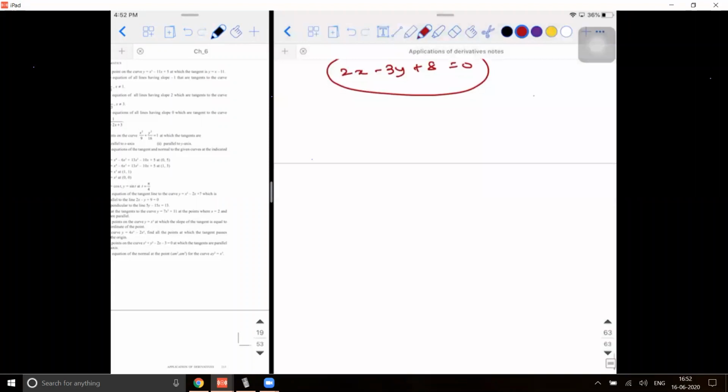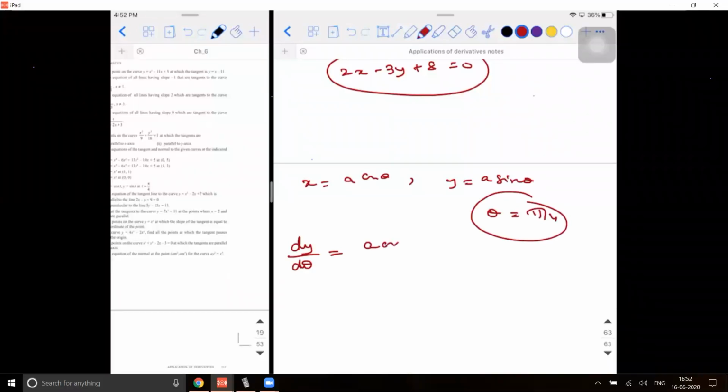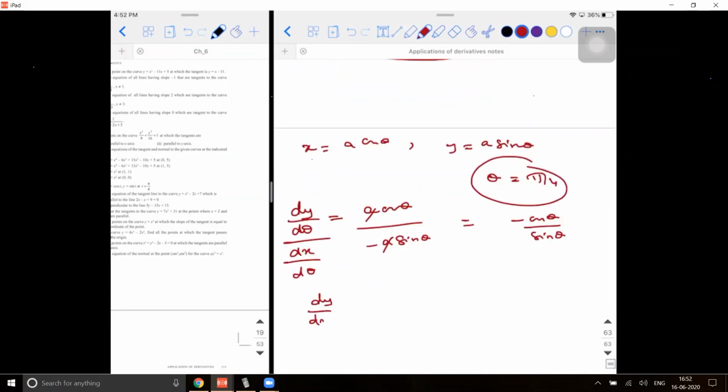Suppose I have a coordinate x is equal to a cos theta, y is equal to a sin theta, at theta is equal to pi by 4, and I'm asking you the equation of the tangent. Then how do you write it? First, you will do dy by d theta, which is a cos theta, divided by dx by d theta, which is minus a sin theta. So a and a get cancelled: minus cos theta divided by sin theta. Now dy by dx at theta is equal to pi by 4 is minus cos theta divided by sin theta, which is minus 1. So it is going to be minus 1.